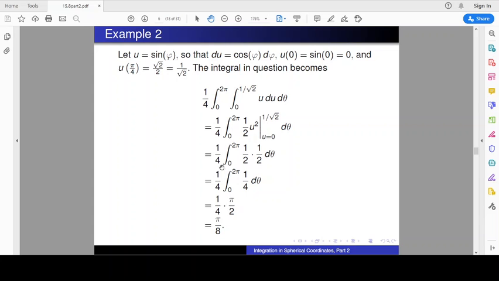Okay, well, we'll just leave that here. We have 1/4 now times the integral from 0 to 2 pi of 1/4 d theta. So we'll just slap on a theta and evaluate at 2 pi. We get pi over 2, right? And so then 1/4 times pi over 2 equals pi over 8. So that's the answer for this spherical integral here.